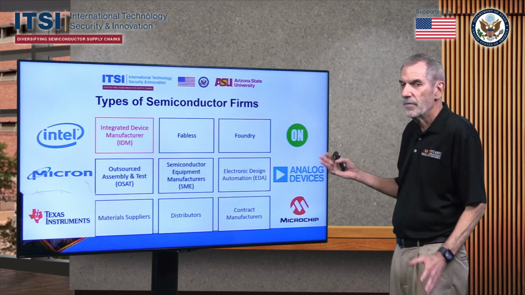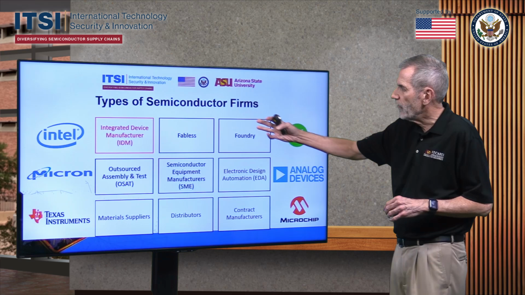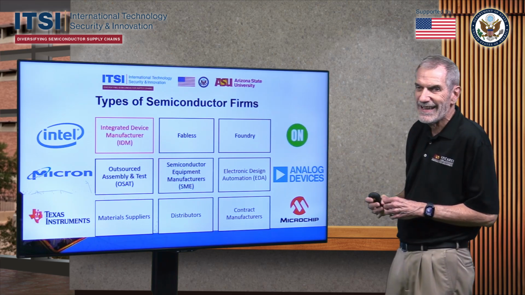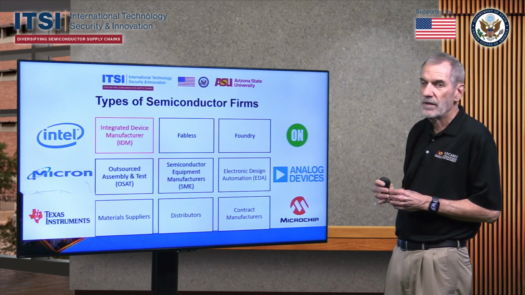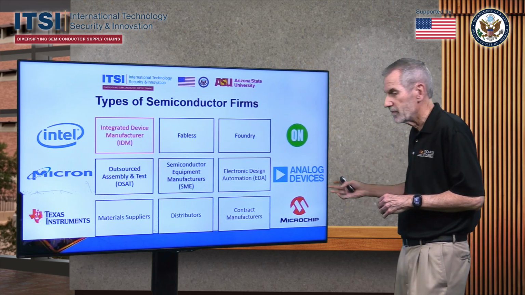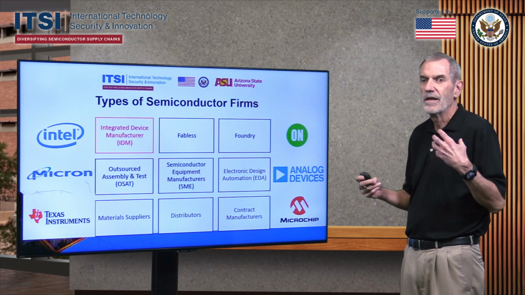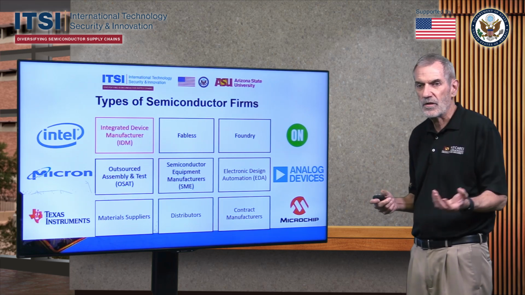All right, so let me go through these different types and give you some examples. So integrated device manufacturers, companies like Intel, Micron, Texas Instruments, ON Semiconductor, Analog Devices, Microchip. These are some U.S. companies that, again, design their products and actually make them as well.